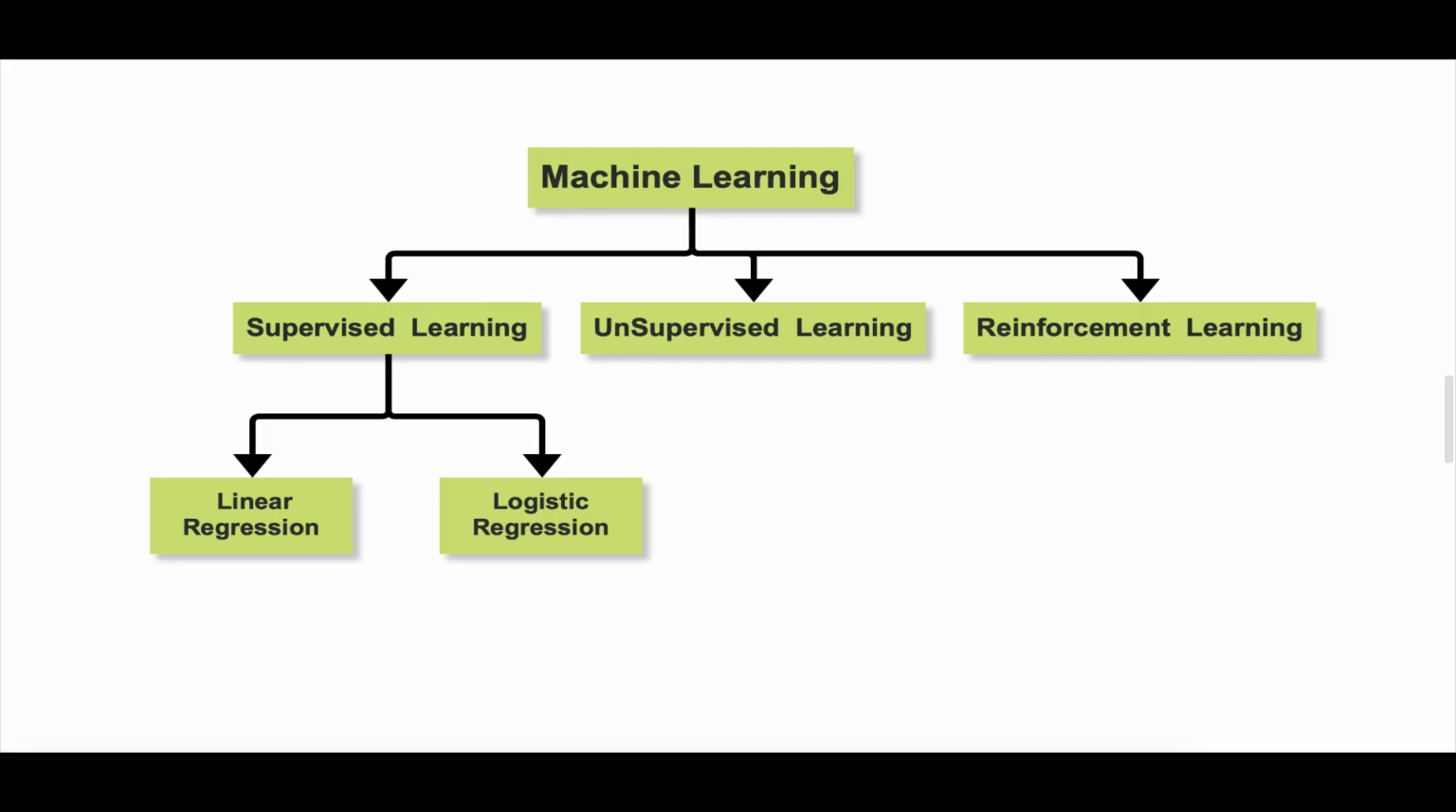As shown in the displayed diagram, there are three main types of machine learning. Regression analysis is a type of supervised learning. Let's begin by first understanding machine learning and supervised learning before discussing regression analysis.